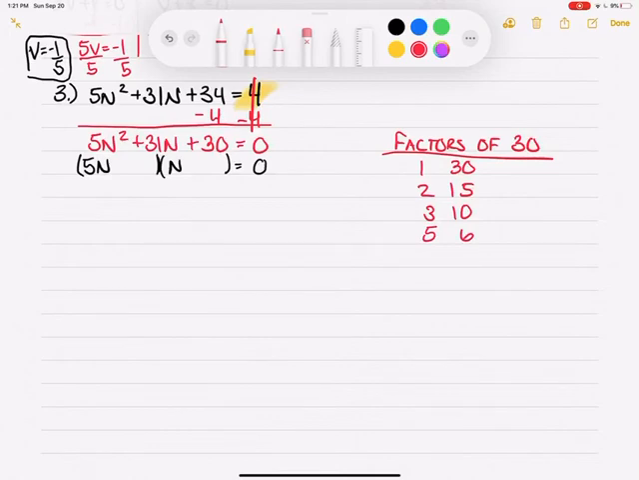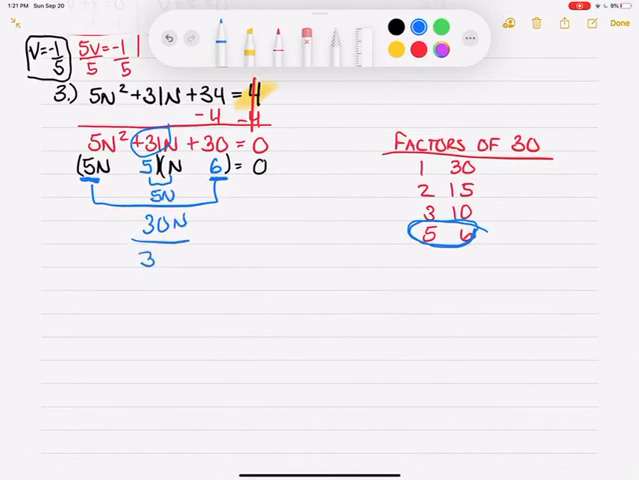I need my middle term to be 31, so I need a pair that's going to get me close to 31. Well, I know that I'm going to need to multiply this 5 by a number out here. And if I look, I have 5 and 6. 6 times 5 is 30. I know that that's super close. So if I put 5 in the middle, maybe that'll get me where I need to be. Since this is 30, but this is 5n, that would get me 35n. So I know that this isn't going to work.